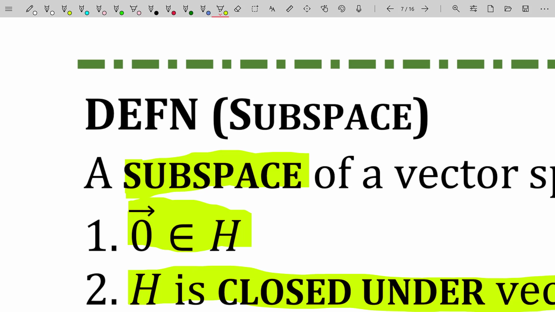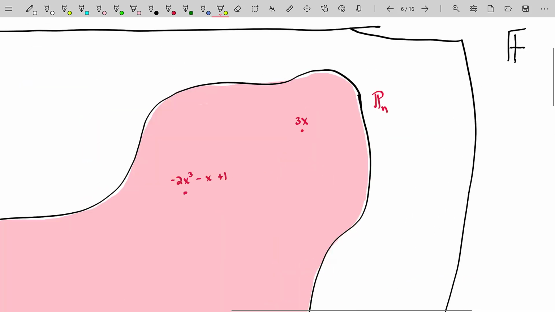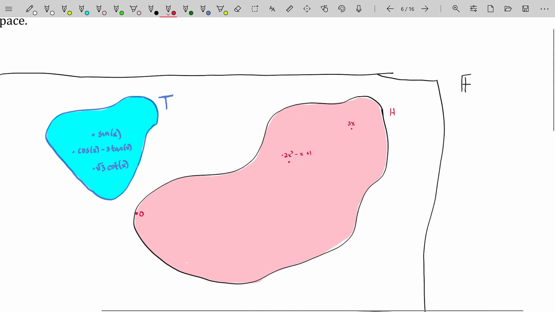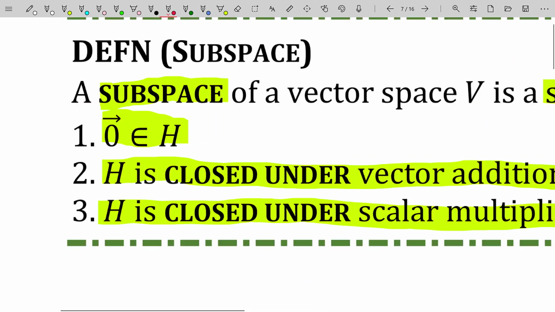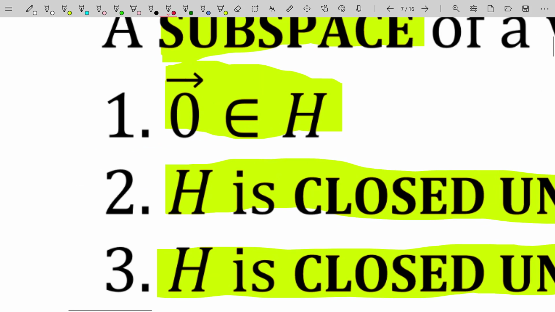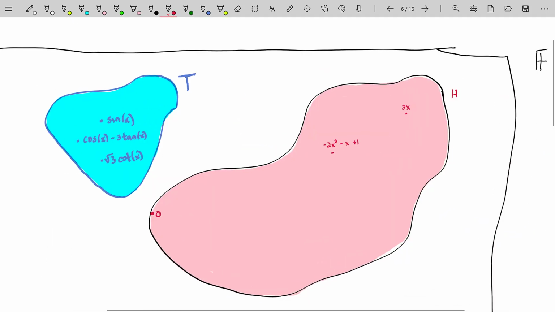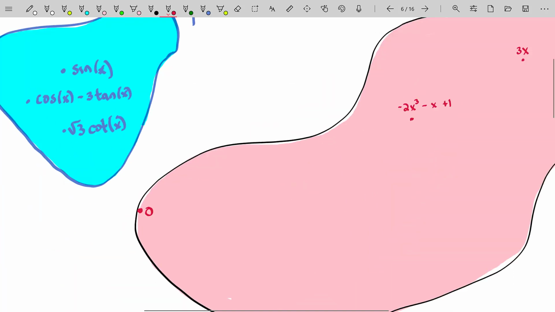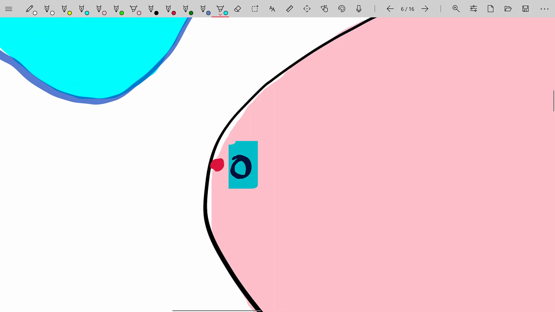In fact, let me go to the last picture. We have some set H. For the moment, let's just replace this P sub n with H. And that's a subset of our vector space F. Right now, I'm only saying it's a subset. So H is just a collection of objects from within our vector space F. To be called a subspace, H has to have the zero vector, and you can see the H here, which is actually our set of polynomials of degree n or less, but I just changed it to H to match the definition. But it does have the zero vector.